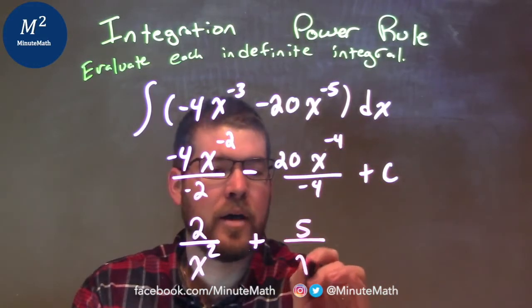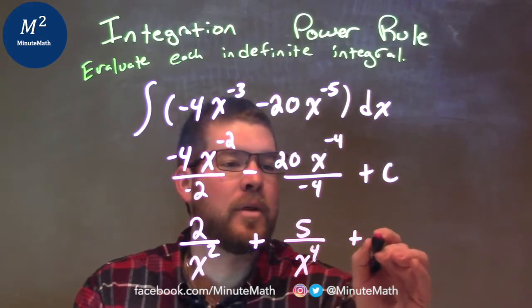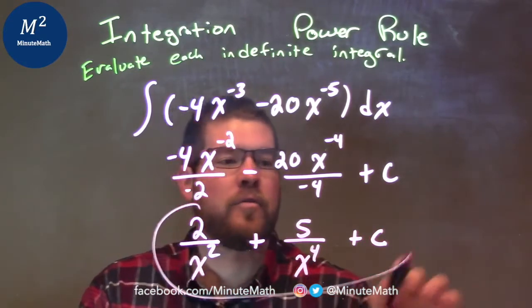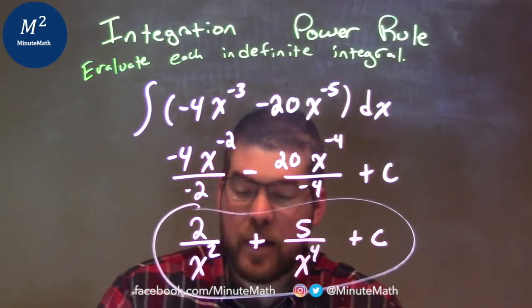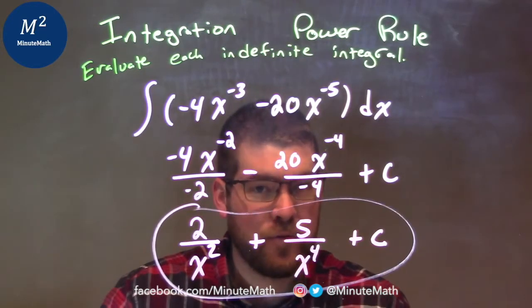power. So x to the positive 4th power down here. And don't forget our plus c. And then we have our final answer. 2 divided by x squared plus 5 divided by x to the 4th plus c.